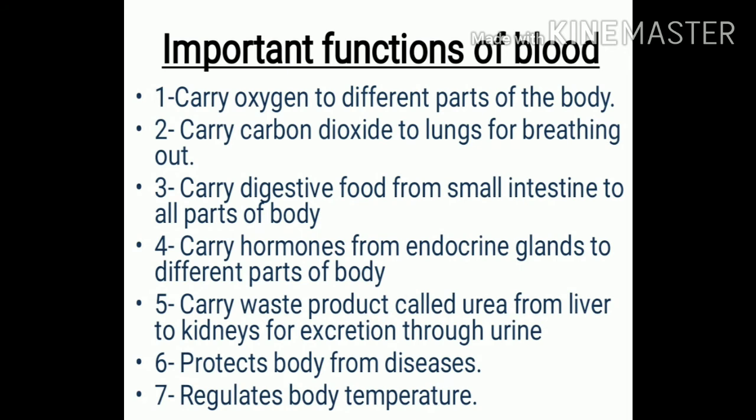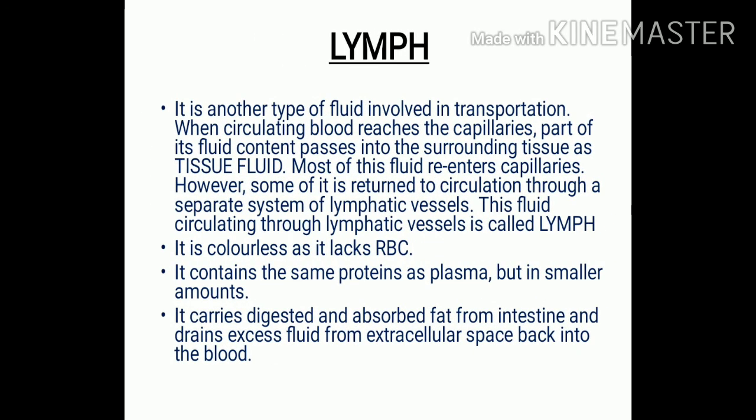So, to summarize, we can say blood has the following important functions. It carries oxygen to different parts of the body, carries carbon dioxide to lungs for breathing out, carries digested food from small intestine to all parts of the body, carries hormones from endocrine glands to different parts of the body or to the site of action. It carries waste products like urea from liver to kidneys for excretion through urine. It protects the body from diseases because of the WBC, and it regulates the body temperature. And this is because the blood capillaries in our skin help to keep our body temperature constant at about 37 degrees Celsius.